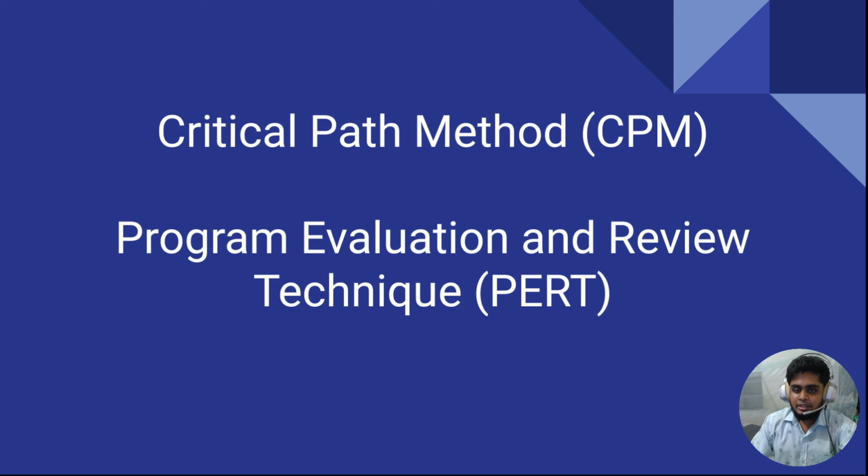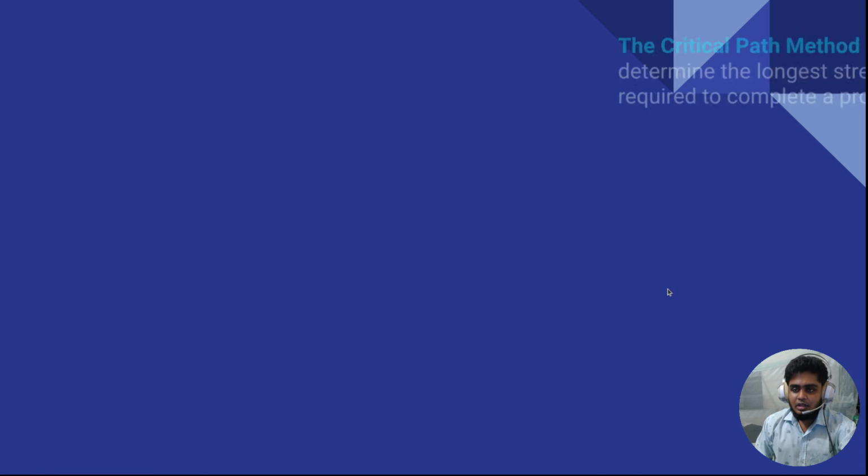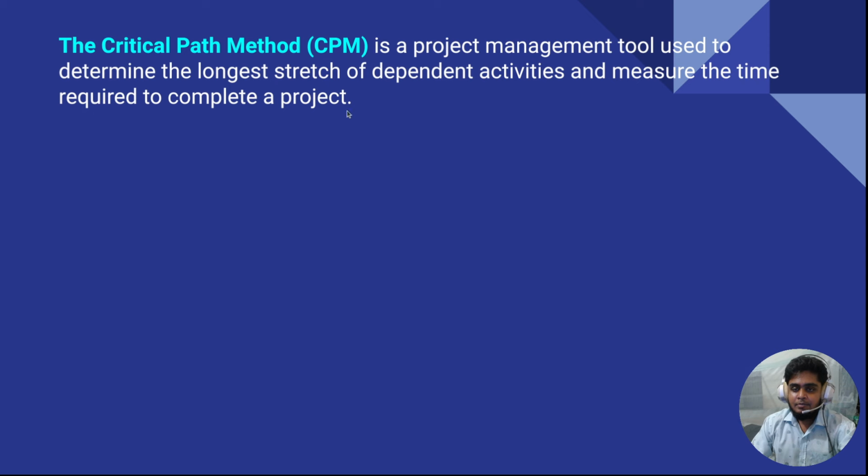So let's start. The topics I will discuss in this lecture are the critical path method, CPM, and the program evaluation and review technique, also called PERT for short. So what are they basically? The critical path method is a project management tool used to determine the longest stretch of dependent activities and measure the time required to complete a project.